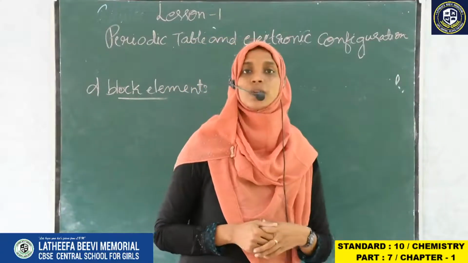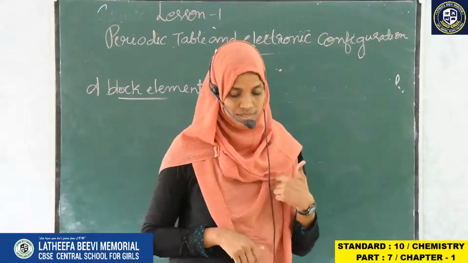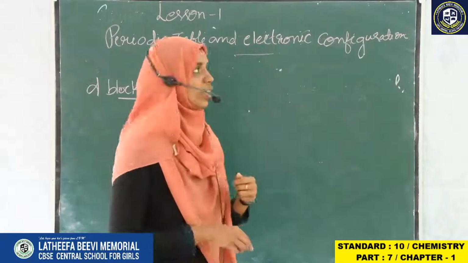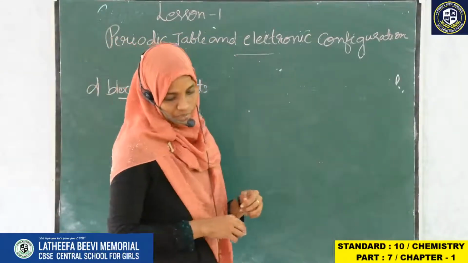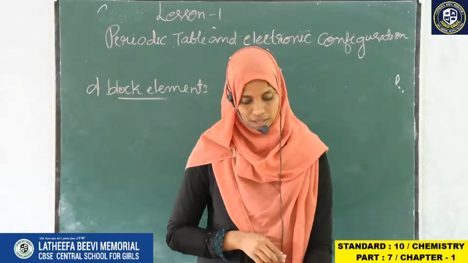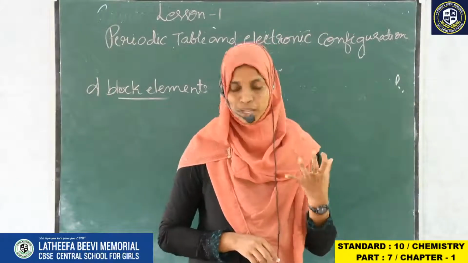So in the previous class we have discussed the characteristics of P block elements. In this class we are going to discuss how to find the group number of D block elements. Okay. So in your text, on page number 23, there is a table. You can see that, and how to find the group number of D block elements.